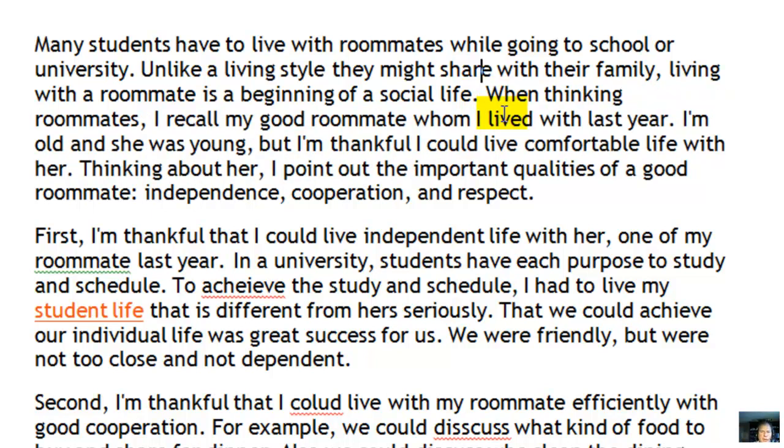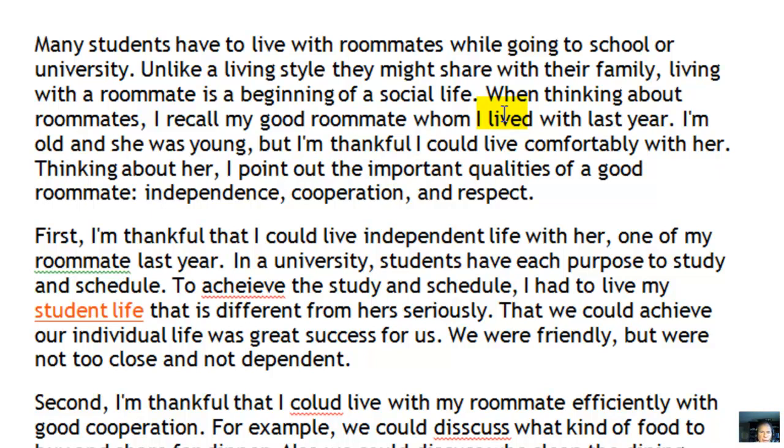Okay, let's keep going. So, unlike a living style they might share with their family, living with a roommate is the beginning of a social life. Then put, when thinking about roommates, I recall my good roommate whom I lived with last year. I'm old and she was young, but I'm thankful I could live, I'm going to get rid of that and just say comfortably with her. Then say thinking about her, I point out the important qualities of a good roommate: independence, cooperation, and respect. All right.